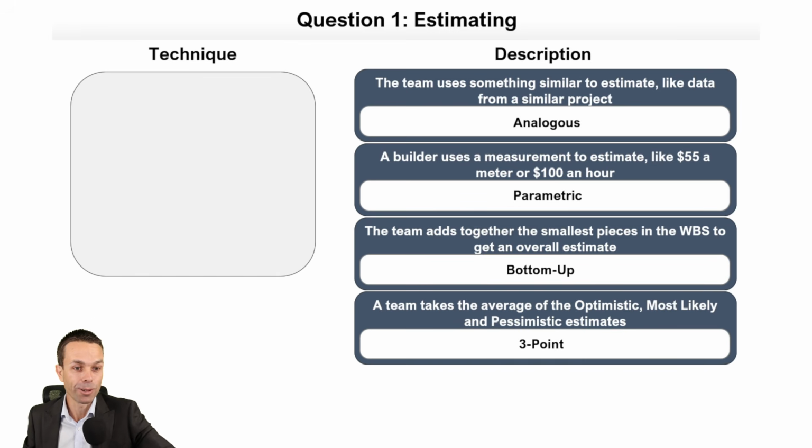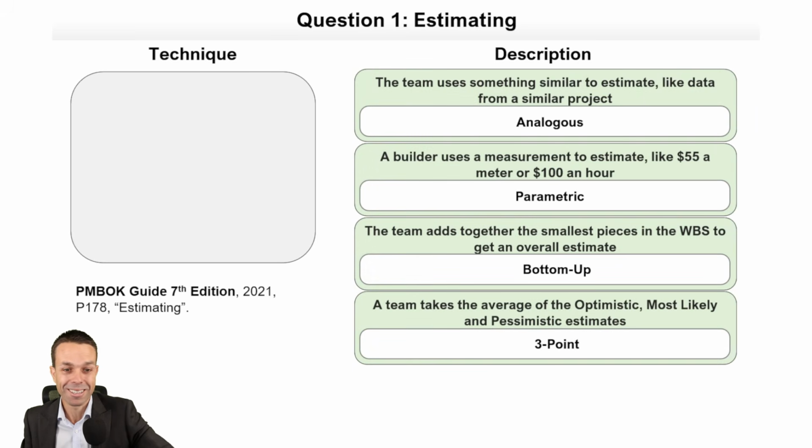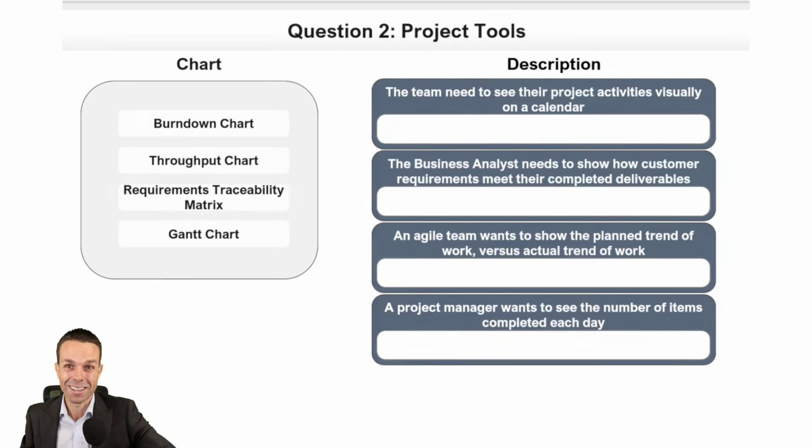Now let's quickly check those and see how we went. And there we go. In the PMBOK Guide 7th edition from 2021, page 178, under estimating, if you want to check that out for yourself. How did you guys go with that very first one? Let's get into the next one.